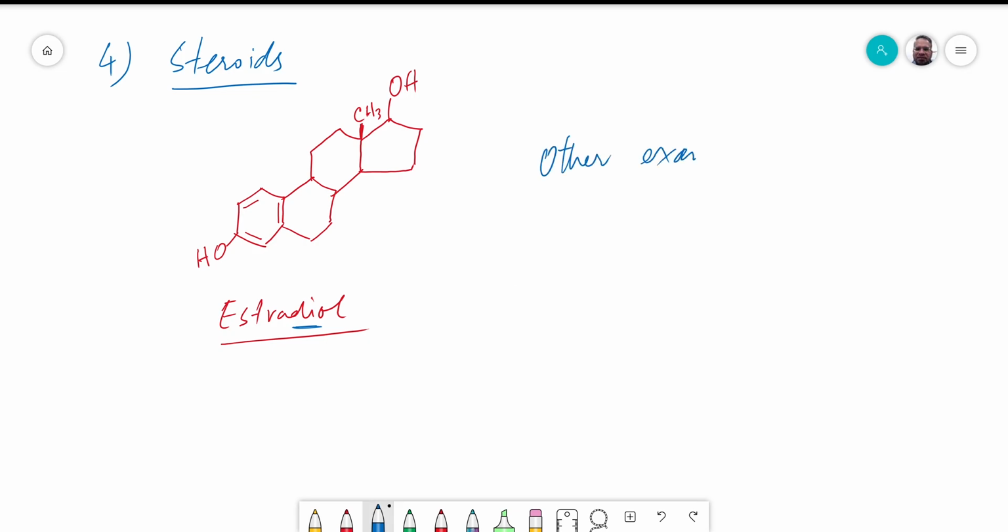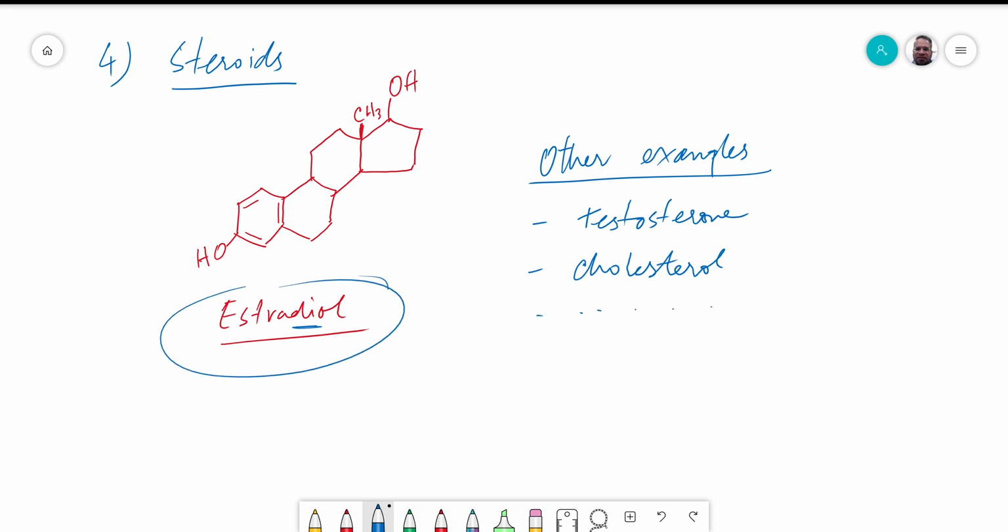Other examples, and we saw this in our notes, you can have testosterone. Testosterone is there. You have cholesterol as well, and progesterone, and so on and so forth. But this is good enough for me. It's easy to memorize. So this is what I want you guys to know, please. These 4 classes of lipids: fatty acids, triglycerol, phospholipids, and steroids. So hope this helps. Okay, goodbye. Let's stop that.